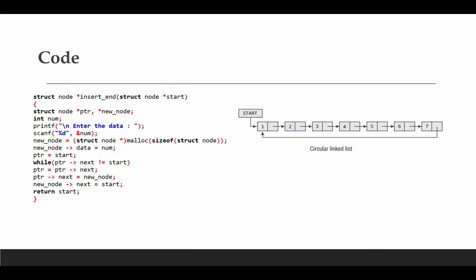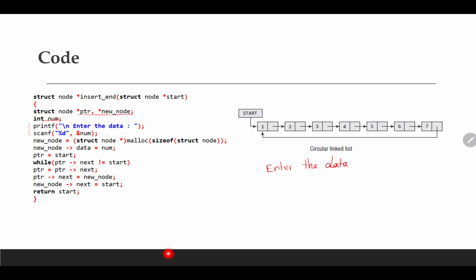So this is the code for inserting the new node at the end. Here we are using two pointer variables, PTR and new node. Then we are declaring one integer variable for storing the data. Then by using the printf and scanf statements, we are getting the value. So when we execute this code, first it will print "Enter the data".